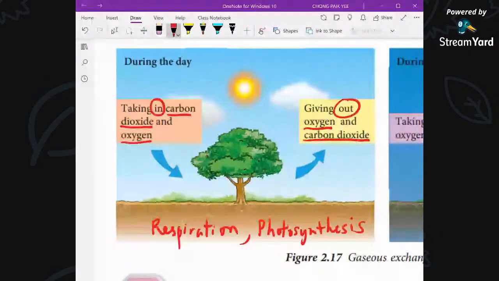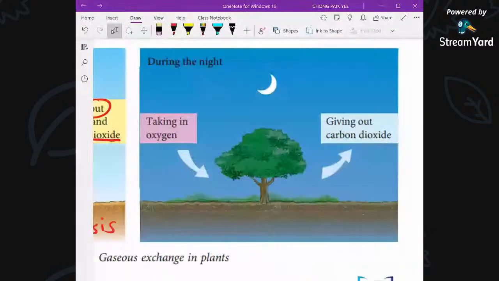Okay, next one. At night, can you tell me what process happens at night for the plant? Can you type in the chat box? What kind of process at night? Yeah, okay, respiration. Will you have photosynthesis, Stella? Yun Ji Chi, yeah. Will you have respiration? Is that the only process? Will you have photosynthesis?